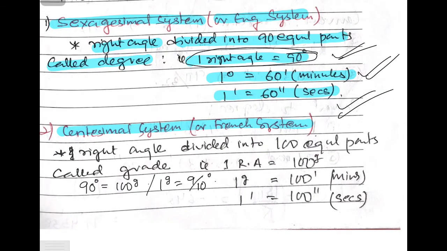In this system, this is also one of the ways to measure angles, but it is a different system. It's a French system or the centesimal system. What do we do here? We say a right angle is divided into 100 equal parts. In the previous one we divided into 90. Now we divide it into 100 equal parts. So one right angle equals 100 parts, and each part is called a grade. And one grade equals 100 minutes, and 1 minute equals 100 seconds.